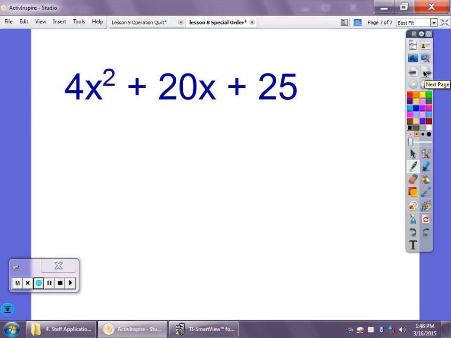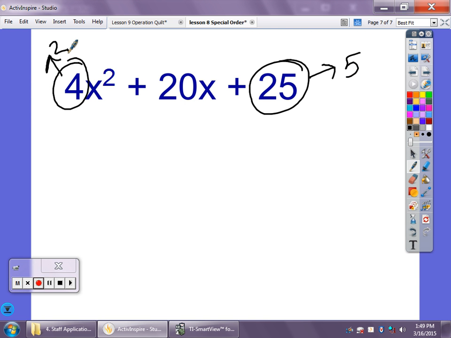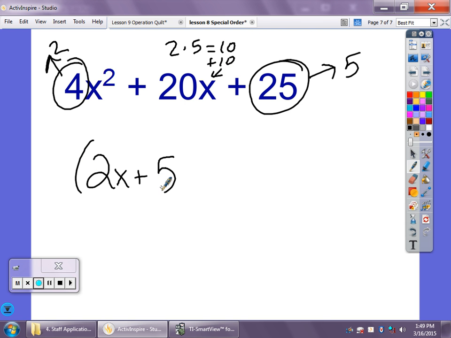Okay, last problem. I look at the end. It's perfect. It's a 5. 5 times 5 is 25. 5 plus 5 is not 20. So I go to the front. Oh, it is also perfect. 2. 2 times 5 is 10, and 10 plus 10 gives me my 20. So my answer is 2x plus 5, and let's repeat it again because I have a set of perfects. There you go.